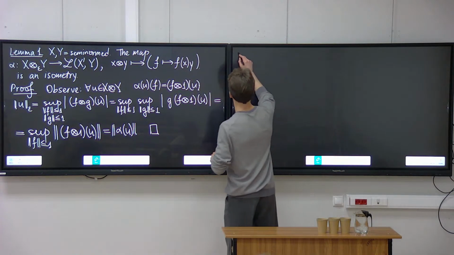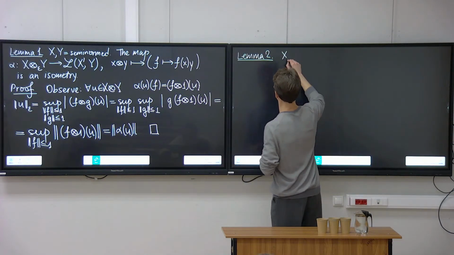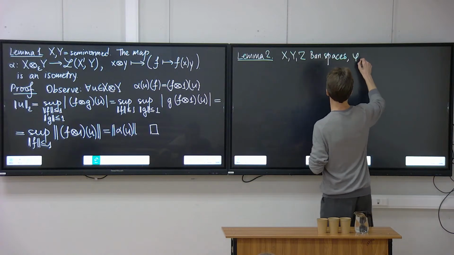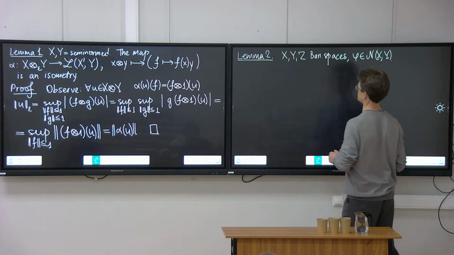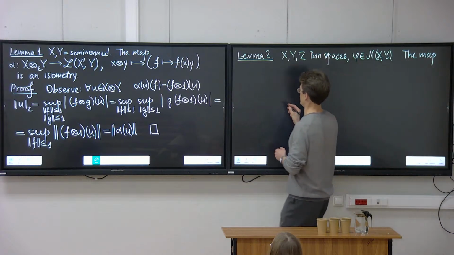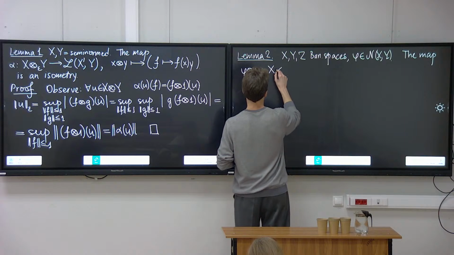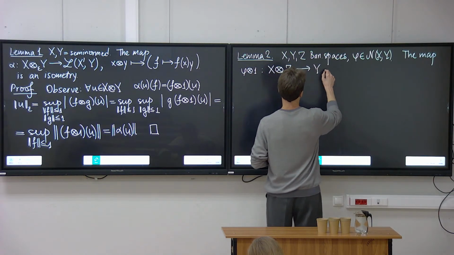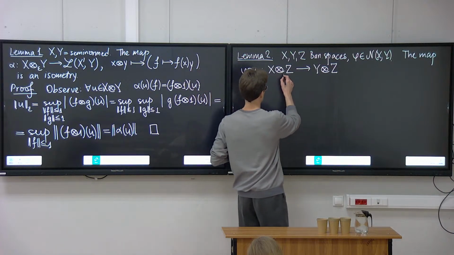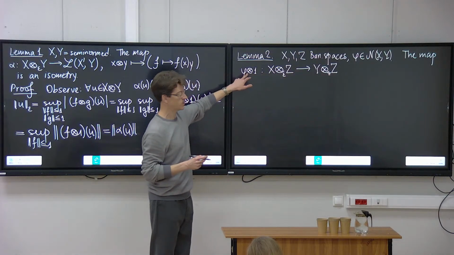Lemma 2. Suppose we have three Banach spaces, X, Y, and Z. And suppose that phi is a nuclear operator from X to Y. And let's look at the following map: phi tensor 1, which acts from X tensor Z to Y tensor Z. And let's equip the space X tensor Z with the injective tensor norm, and this one with the projective tensor norm. So I claim that in this case, this map will be continuous.